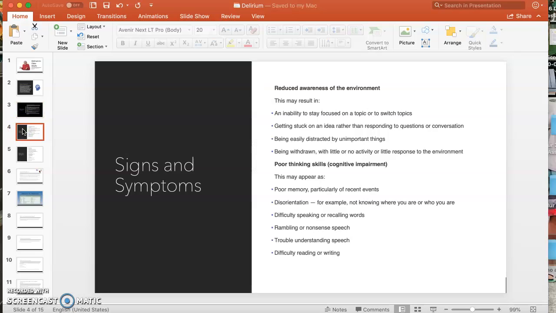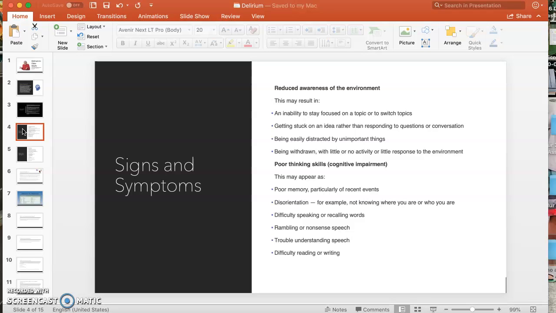So what are the signs and symptoms of delirium? There's a reduced awareness of the environment. This may result in an inability to stay focused on the topic or to switch topics, getting stuck on an idea rather than responding to questions or conversations, being easily distracted by unimportant things, and being withdrawn with little or no activity or little response to the environment.